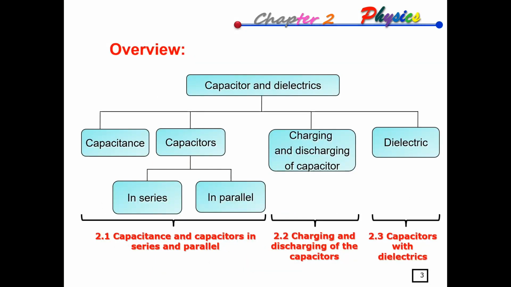In this Chapter 2, called Capacitor and Dielectrics, we will cover three subtopics. The first subtopic, 2.1, is about capacitance and capacitors in series and parallel, where the second subtopic, 2.2, is about charging and discharging of the capacitors. And the final subtopic, 2.3, is about capacitors with dielectric.